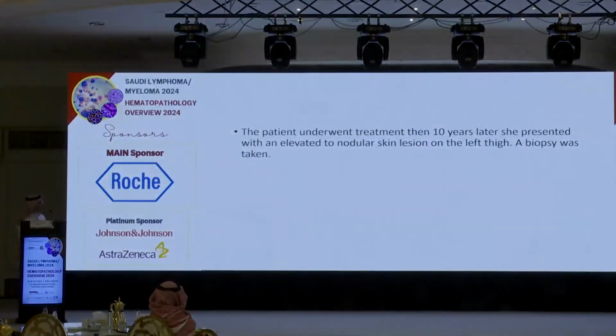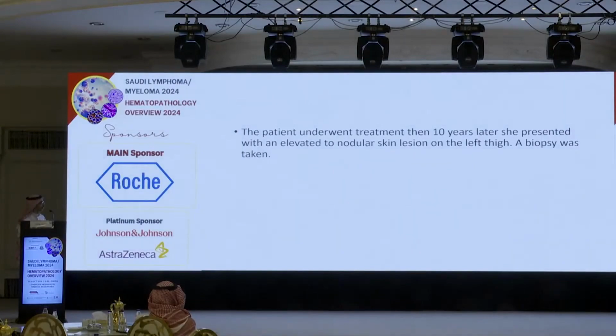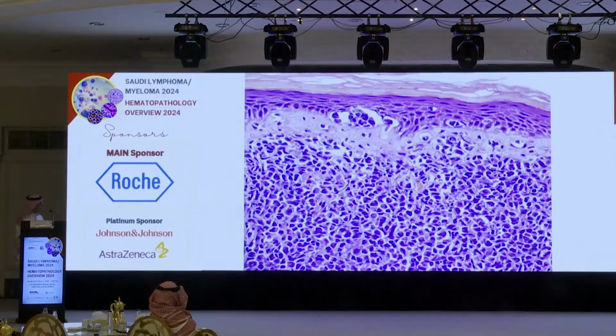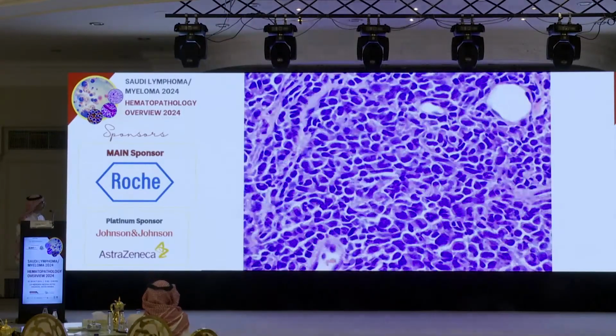was treated for mycosis fungoides, and 10 years later, she presented with an elevated nodular skin lesion on the left thigh, and skin biopsy was taken. As you can see here, there is a dense dermal lymphoid infiltrate in superficial and deep dermis. On higher power view, you see these lymphocytes are large with focal infiltration of the epidermis, or epidermotropism, and the size of these lymphocytes is larger than the previous biopsy. Here is higher power view: hyperchromasia, mitosis, large size.